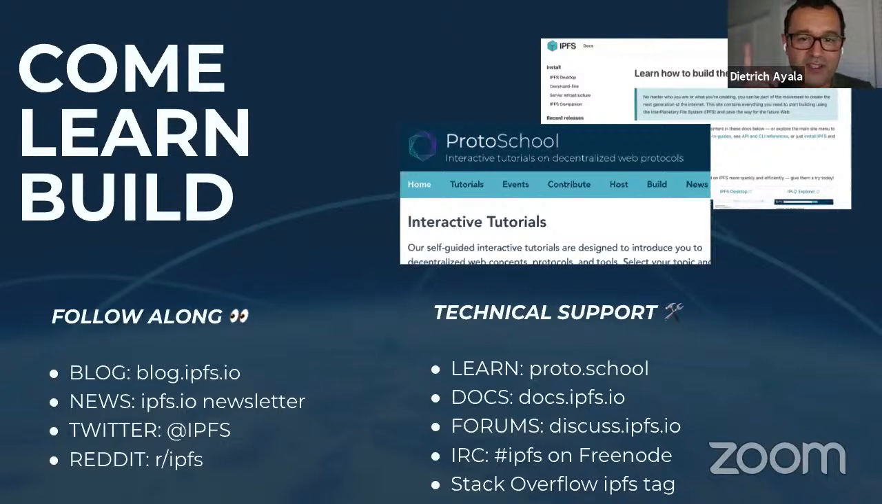But one thing I did want to tell you to check out is Protoschool, proto.school. It's a website that has foundational explanations for some of the primitives that we're using in all of these Web3 applications, not just IPFS. And it's well worth looking at if you're onboarding into the space from the Web2 world.